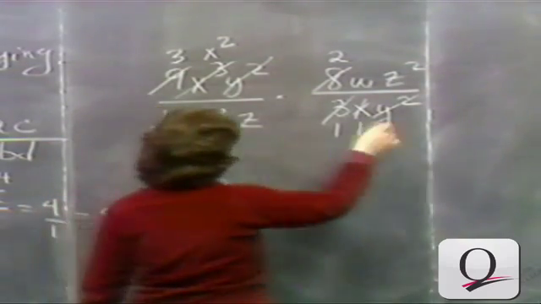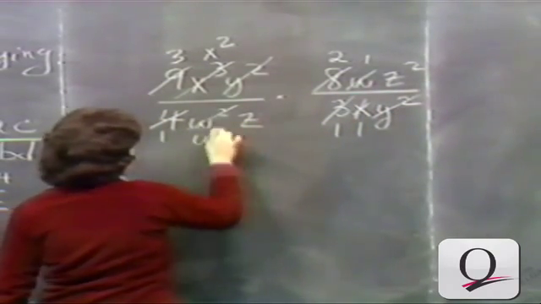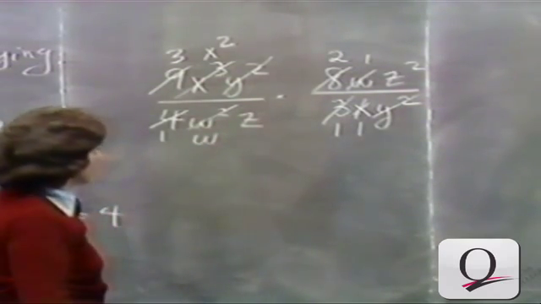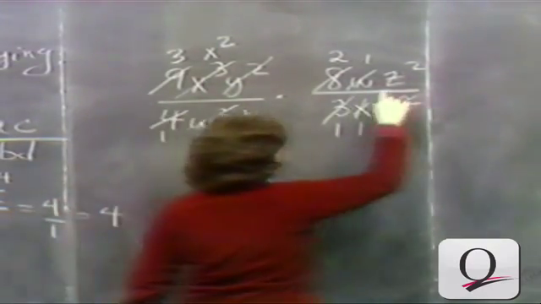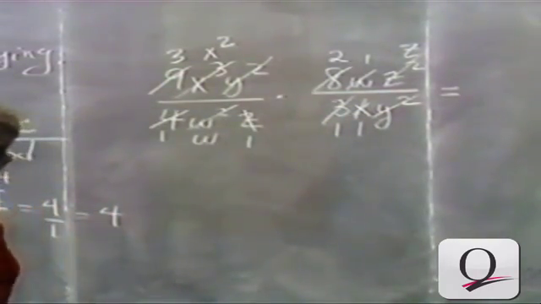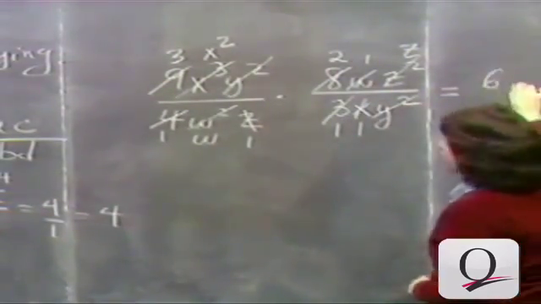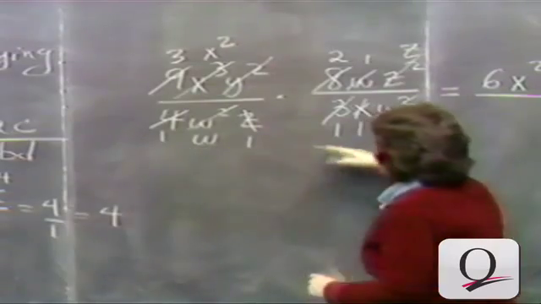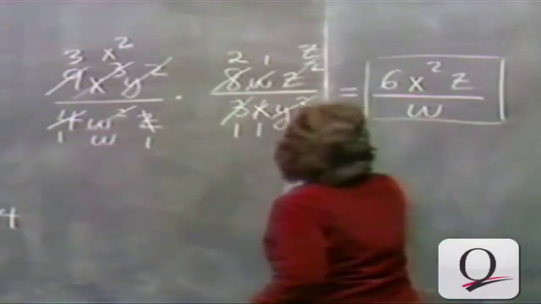W. We can divide numerator and denominator by w. W divided by w is 1. W squared divided by w goes w times, so we're left with the w here. Divide numerator and denominator by z. Z divided by z is 1. Z squared divided by z leaves you with z. We've removed all the common factors. Now to do the multiplication, we have 3x squared times 2z on top, or 6x squared z on the top. On the bottom, all that remains is w times 1, or just w. And here we have the answer.